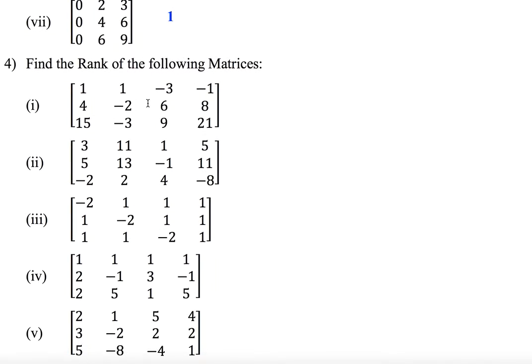Find the rank of the following matrices. Again, 3 rows, 4 columns. At max, how much can it be? 3. At max, the rank can be 3. Let's take any 3 by 3 matrix. In this, you can take any 3 by 3 matrix like this.